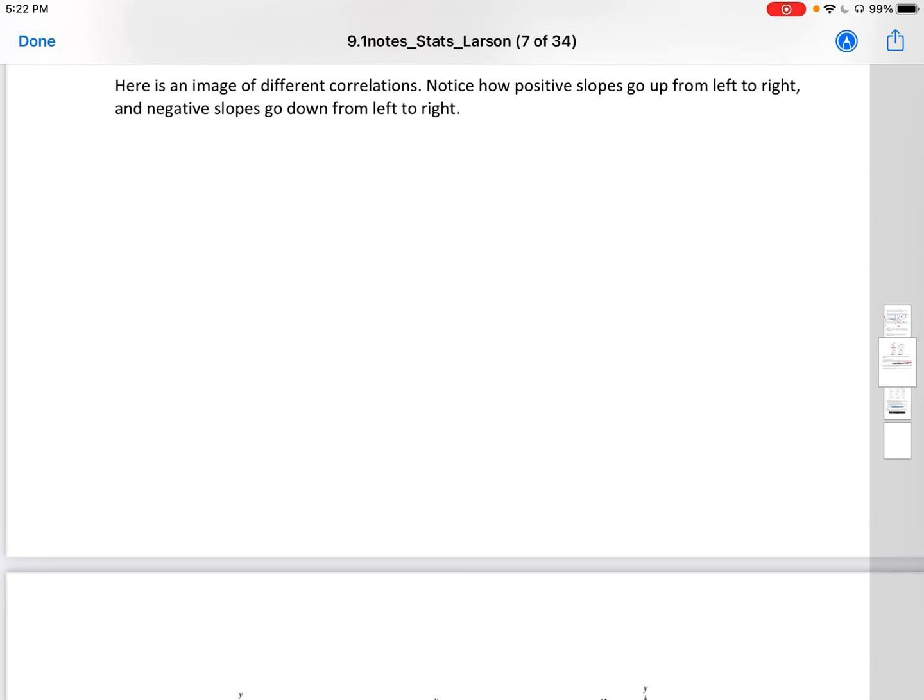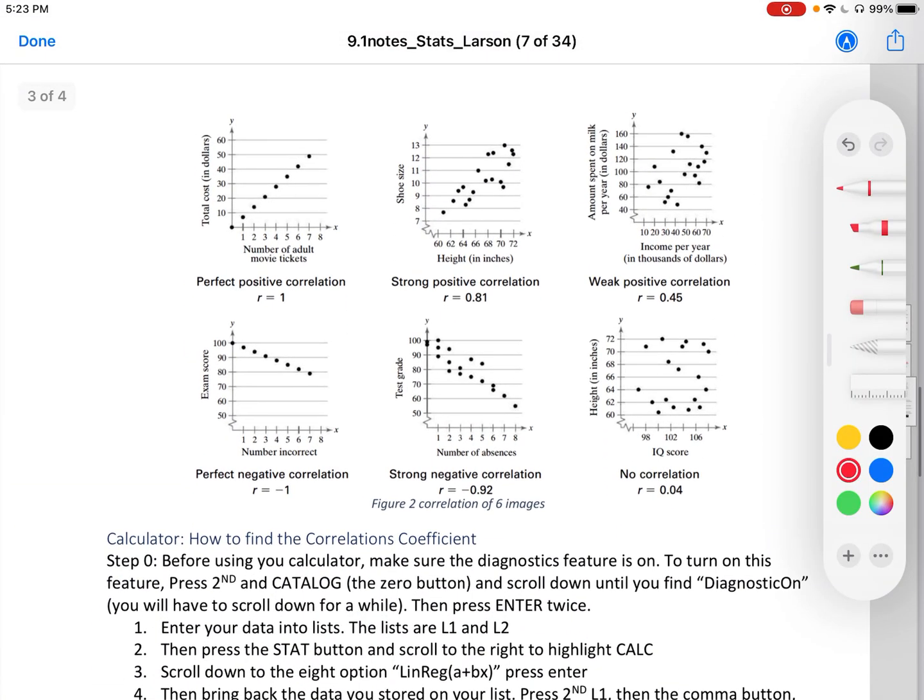Here's an image of different correlations. Notice how the positive slopes go up from left to right, and the negative slopes go down from left to right. Remember, we read information from left to right, just like how we read books and sentences in English. So this is just a bunch of different scatter plots. Now, R is kind of like your steepness, but in statistics, the ideal R is R equaling 1, the perfect positive correlation, and everything stems from there. We also have a perfect negative correlation at R equals -1.